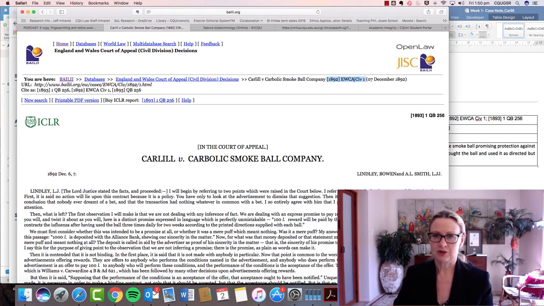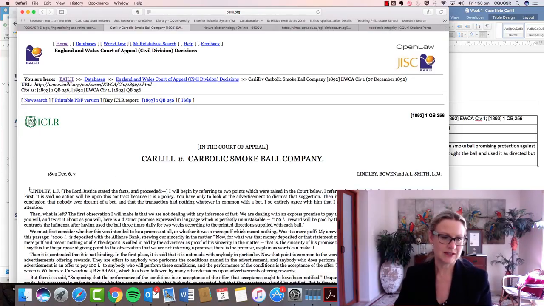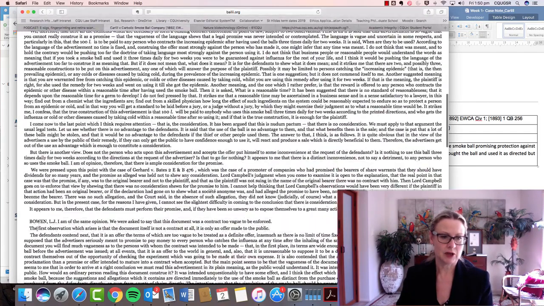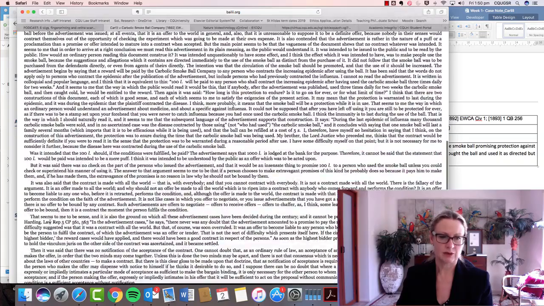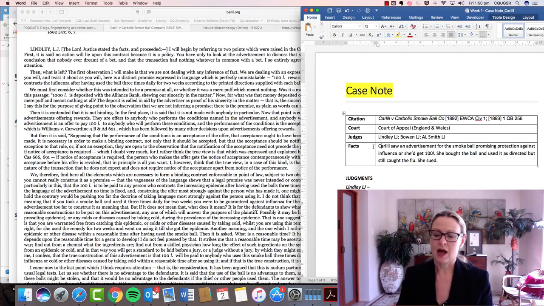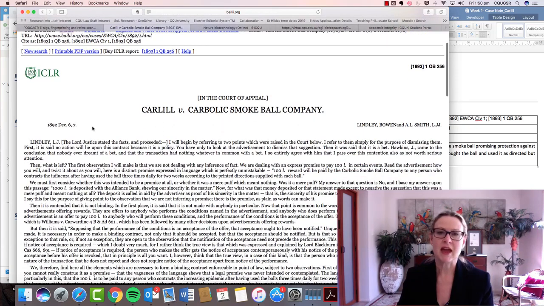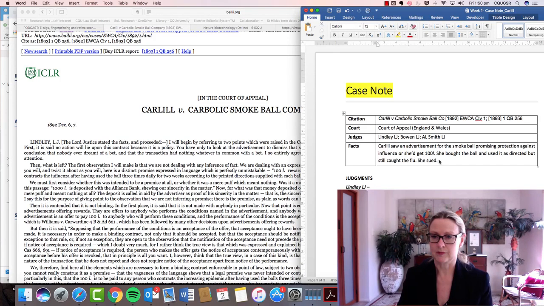You need to know that EWCA stands for England and Wales Court of Appeal. And then you head on into looking for who are the judges. So you can see here, Lindy's the first one, Bowen, and then down the bottom, good old Smith. Okay, so you pop that into your case note. Then you just want to skim read the case and pick out the facts that you think are most important to start with. Now, you might reshape that when you come back to it, but that's what you would put in here.